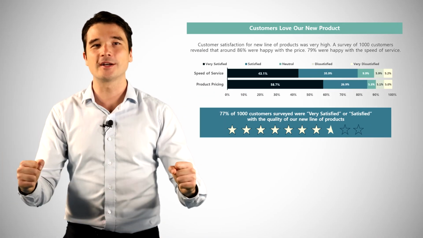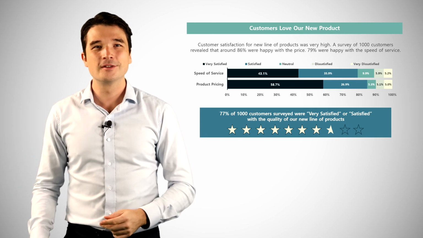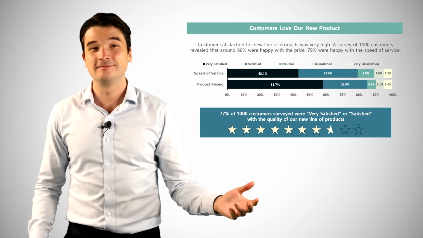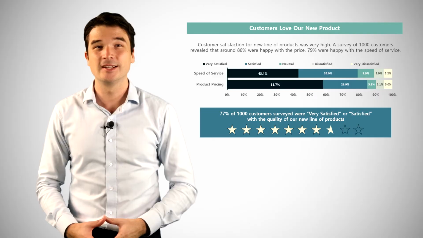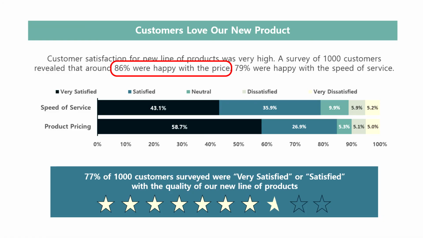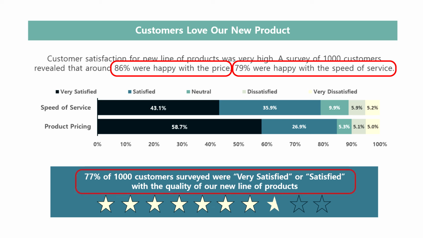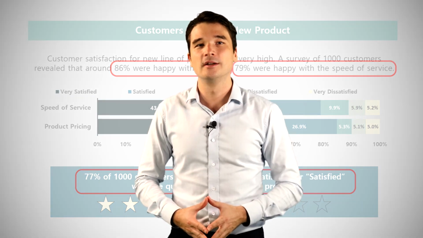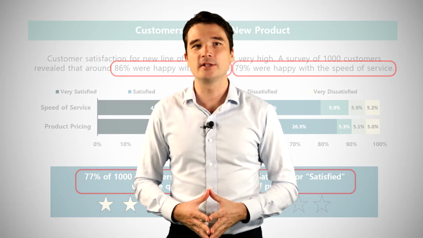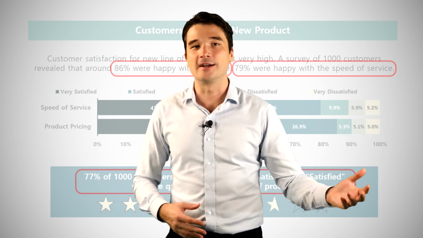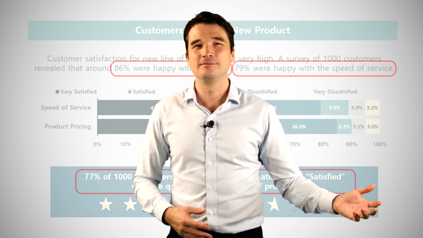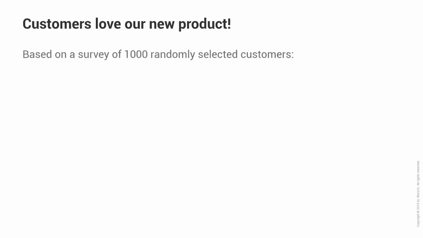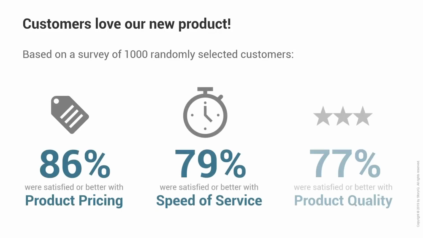Customers love our new product. Okay, so where's the data that supports that? Well, it's buried in the text. 86% were happy with pricing, great. 79% happy with speed of service, and 77% happy with the quality of our new product line. If we just want to emphasize these 3 numbers, which work together to support our overarching message, why do we need the chart and the stars and all of this text? We can just lay out all 3 numbers as impact metrics on a slide just like this.